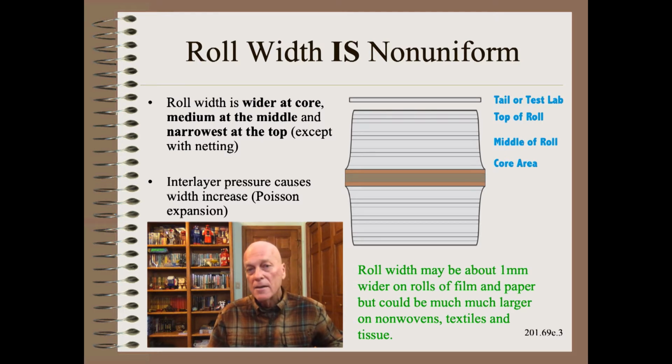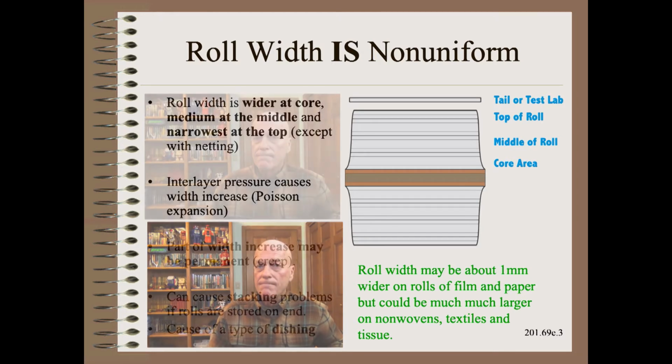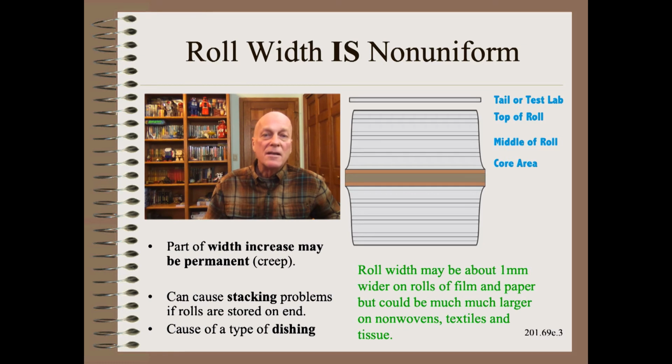For metals, obviously, the delta of roll width will be immeasurably small, even though it also must respond to the inviolate laws of physics. There are many reasons to be concerned about this, aside from the fact that width is uneven and depends on where you measure it. First, the width increase may be permanent due to creep.